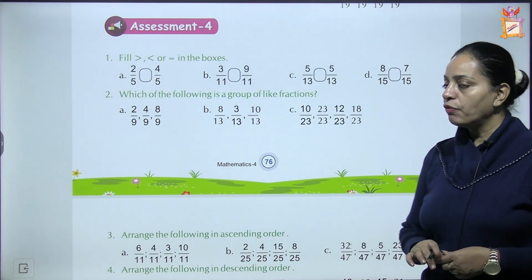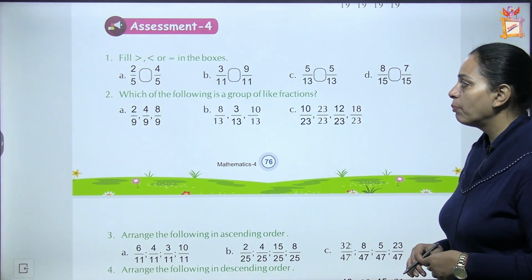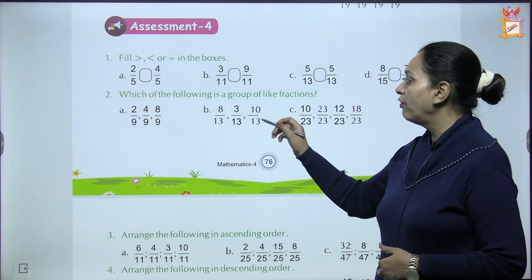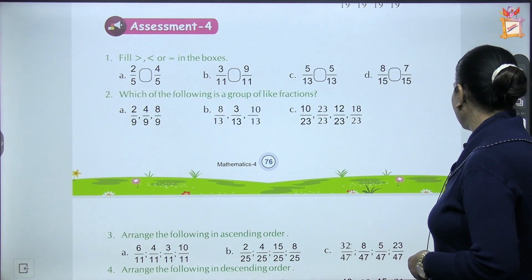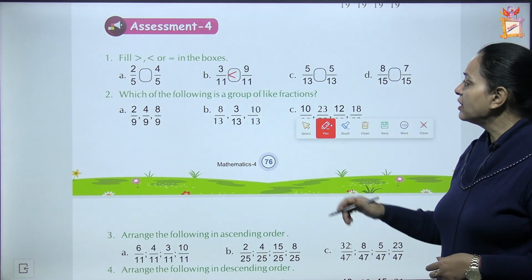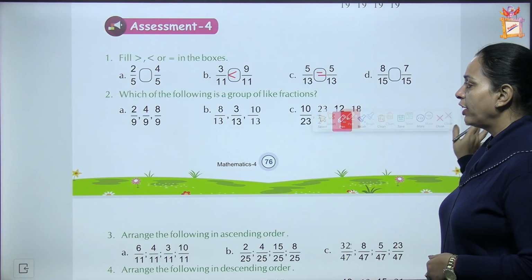Assessment 4. The first one, fill less than, greater than or equal to in the boxes. See B part 3 upon 11, 9 upon 11. So which one is greater? 9 by 11. 5 by 13, 5 by 13. These are equal. Similarly, we can try remaining parts.